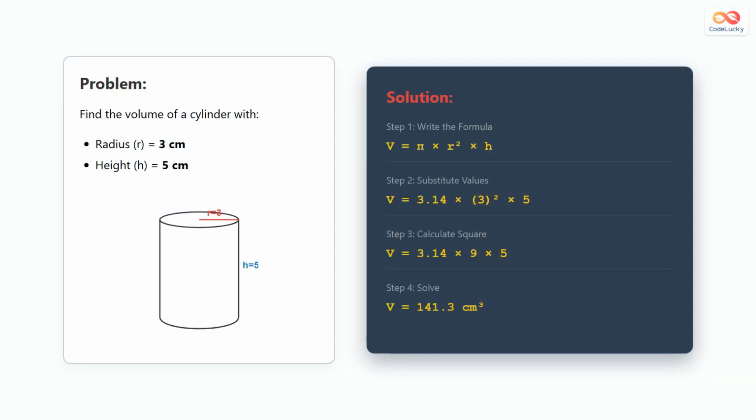Let's try a problem. Suppose we have a cylinder with a radius of 3 centimeters and a height of 5 centimeters. We plug these numbers into our volume formula. Squaring the radius gives us 9, and multiplying everything together gives us a volume of approximately 141.3 cubic centimeters.